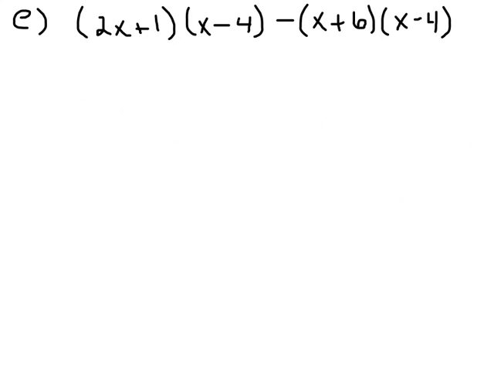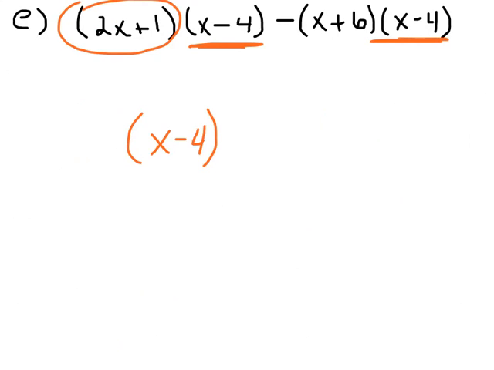All right, now we're going to get a little bit more complicated. We're going to take a look at the x minus 4 and the x minus 4 on both sides that are exactly the same. So I'm going to go ahead and pull that out, x minus 4. Now what I want you to be careful of is this. What do I have left over? On the left-hand side, I have 2x plus 1. On the right-hand side, I have x plus 6.